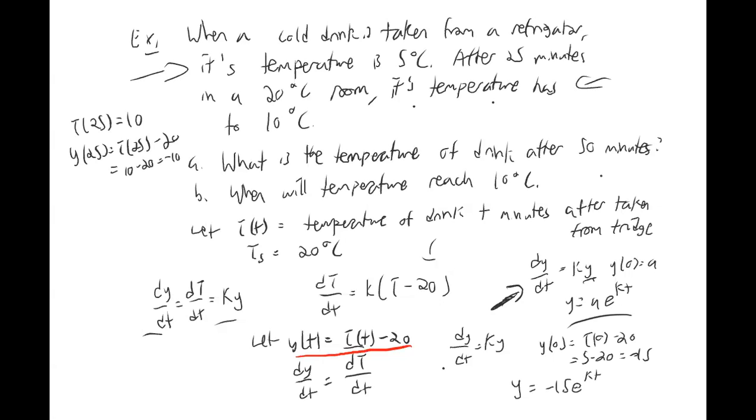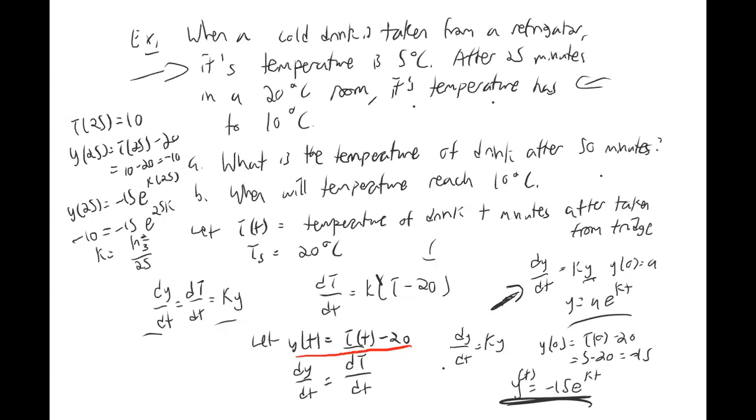Okay, so now I can find k, right? Using this thing right here. This is y of t, again I'm writing it for shorthand. Y of 25 is negative 15 e to the k times 25. And y of 25 was negative 10. So what's k? If you solve for it, what's 10 divided by 15? 2/3? Yeah, it's 2/3. So k is ln of 2/3 over 25.